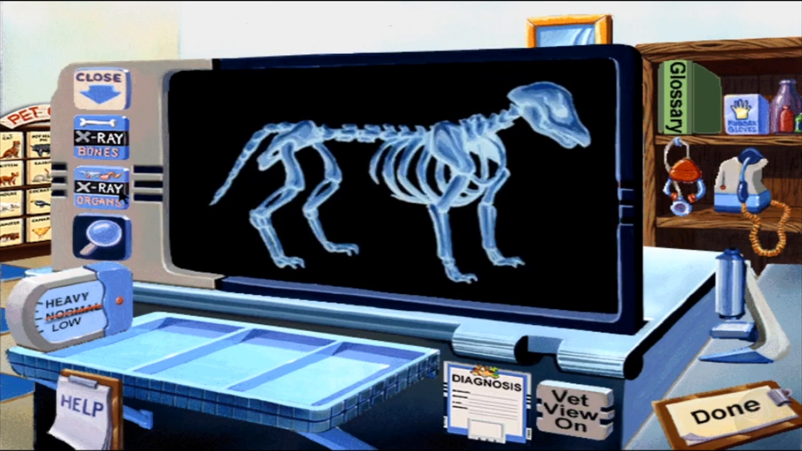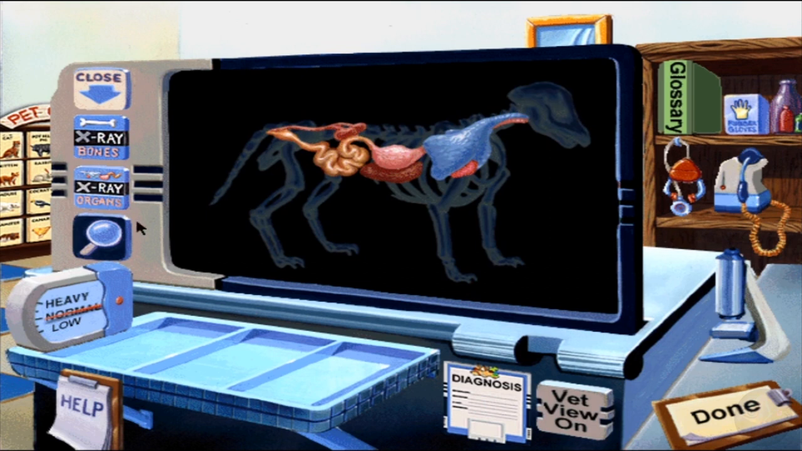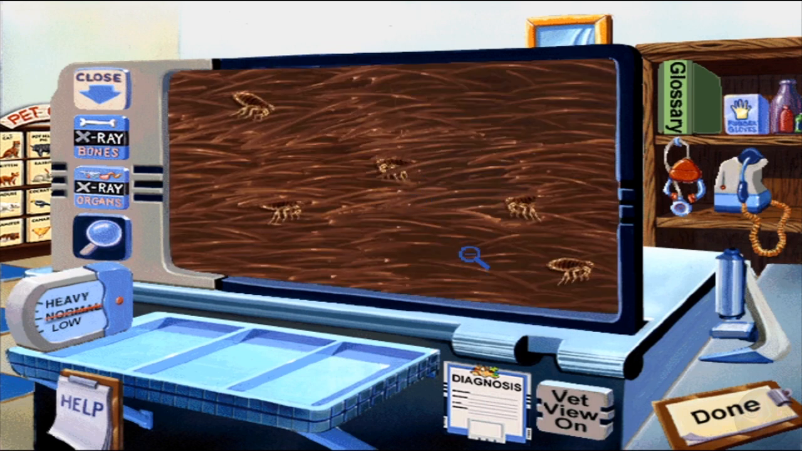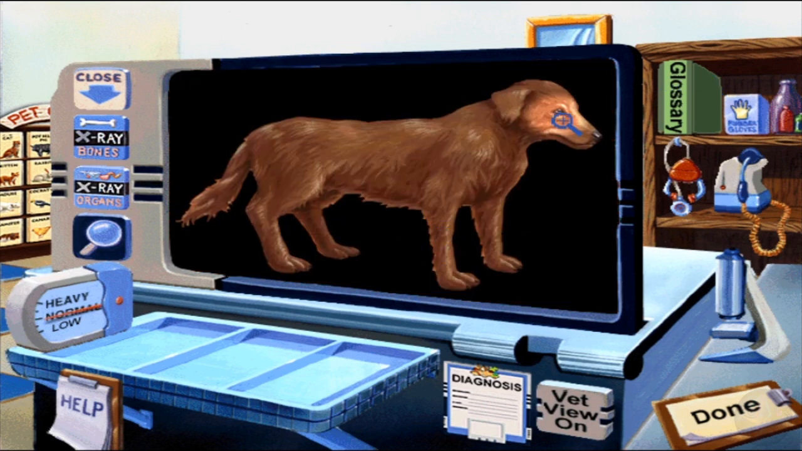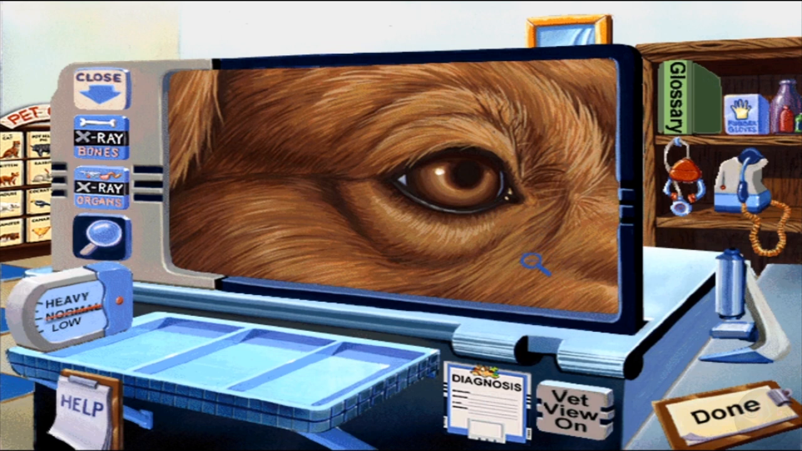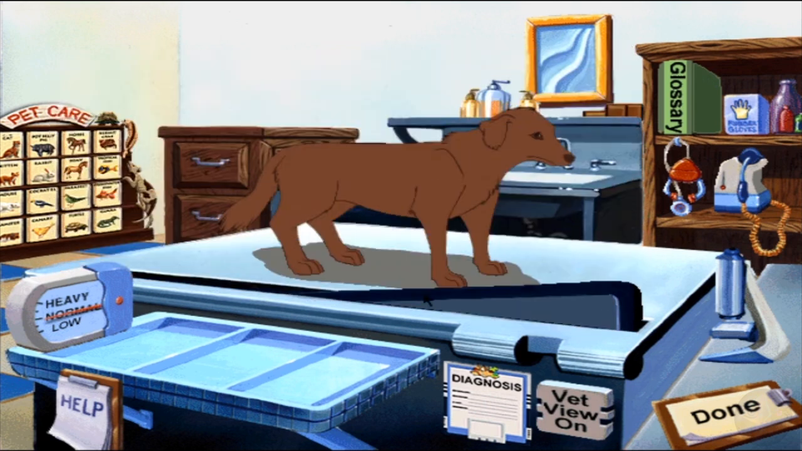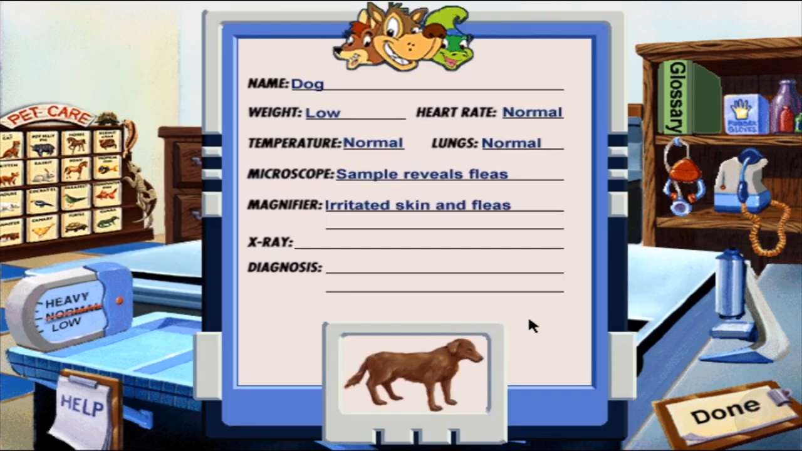I don't see any problems here. Fleas, and the skin is irritated. Everything looks healthy here. Irritated skin and fleas.